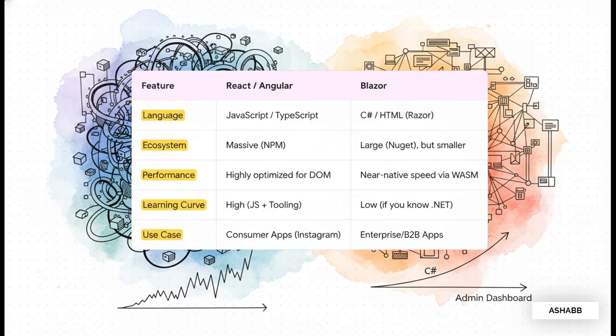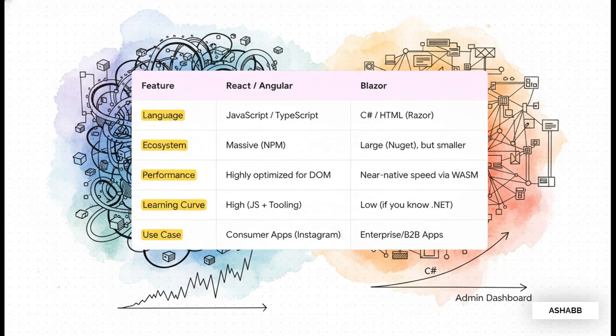You can see right away the big difference is the language, of course. JavaScript versus C#. Now, the JS ecosystem with NPM is absolutely massive. You can't deny that. NuGet is big, but it's smaller. But check out performance. Where JS frameworks are super optimized for messing with the web page itself, Blazor's WASM model gives you this incredible near-native speed for heavy lifting.